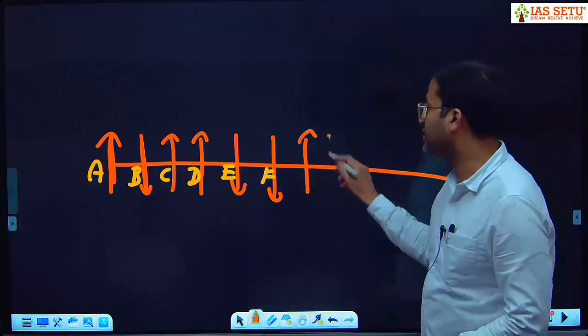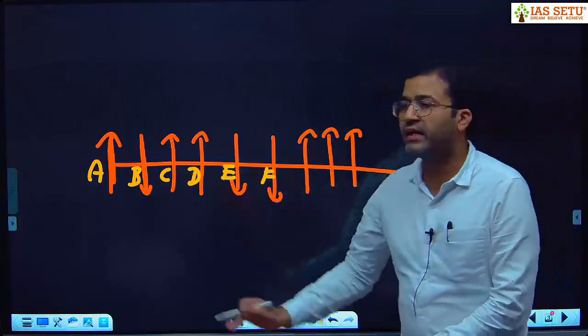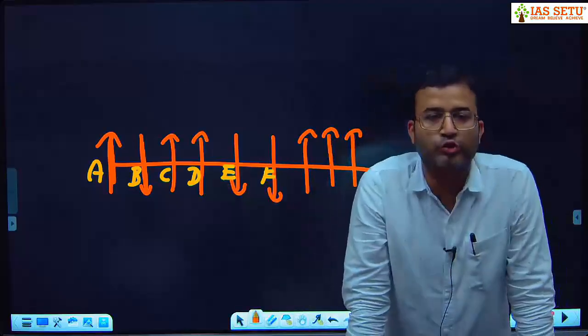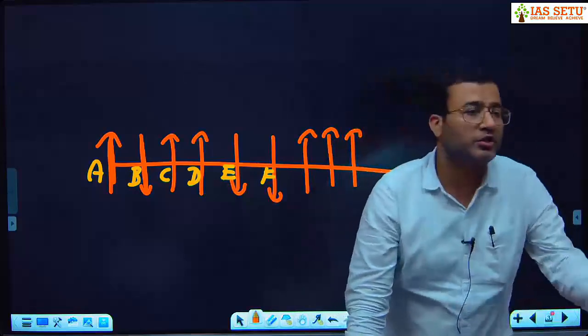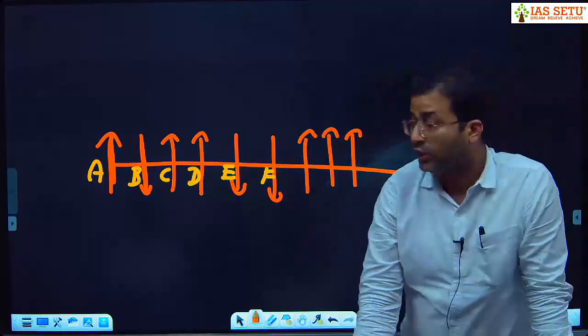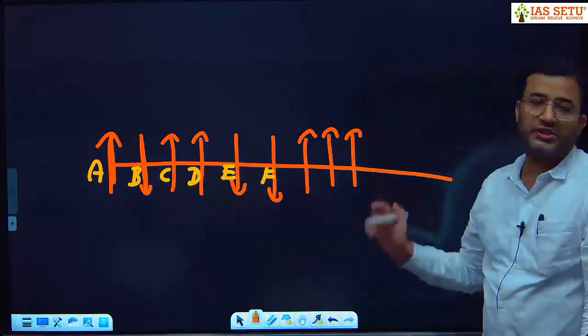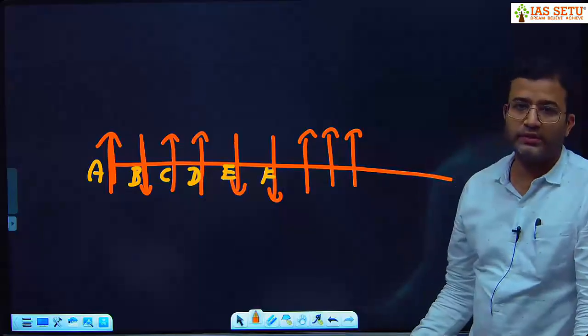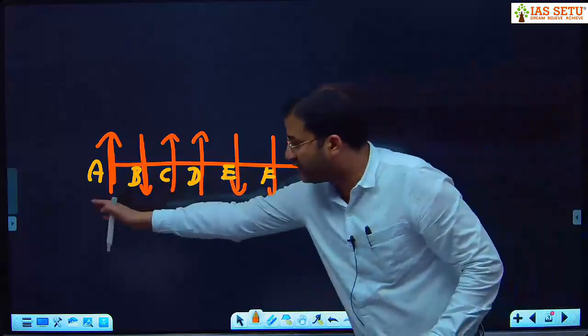The next three are facing north. They will mention a statement: one facing north, one facing south, two facing north, two facing south, three facing north, three facing south, and so on. So this is A, B, C, D, E, F, G, H. What is important here? Some students take this as left and this as right.